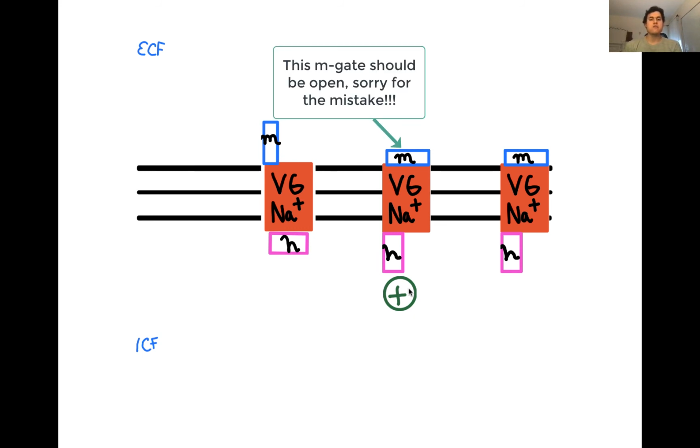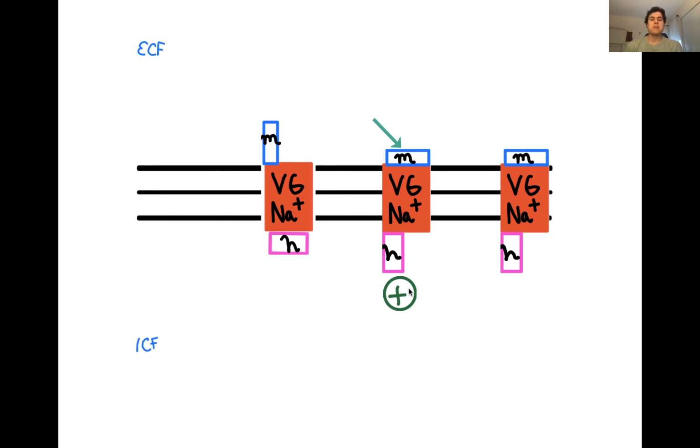Now, when the positive charge enters through the voltage-gated sodium channel, this positive charge will move in 2 directions. The first direction will be in the retrograde direction. So in other words, it will be moving backwards.